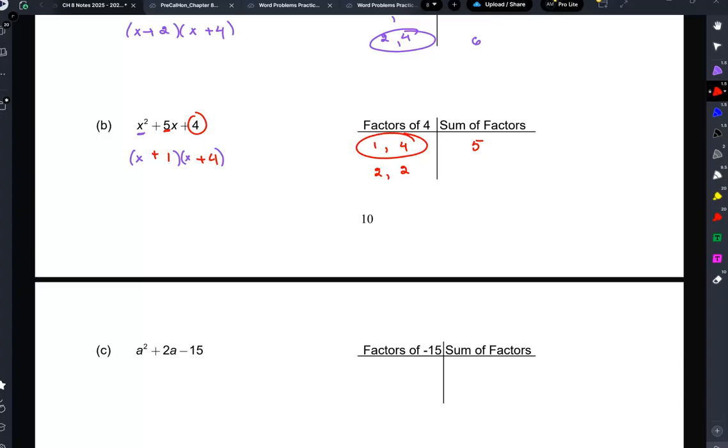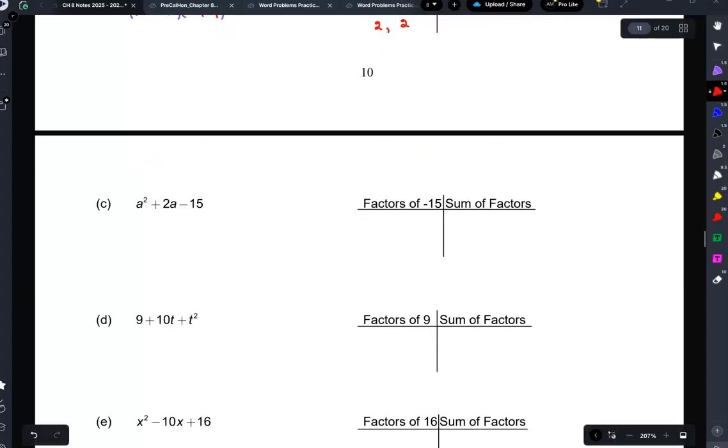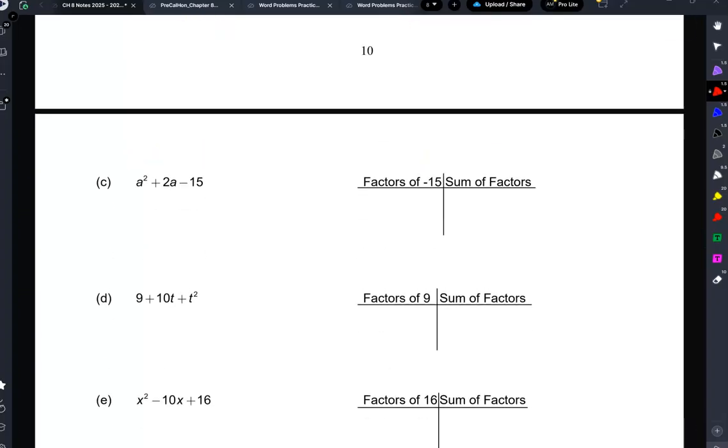Now, the next one, there's a problem. What's the problem for the next one? There is a negative. Yeah? So now I need to come up with those. So here we go.